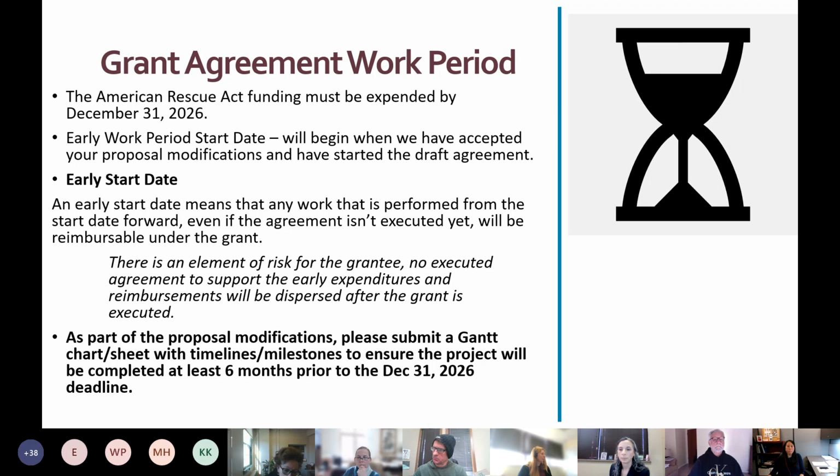And then lastly, as part of your proposal modifications, we would like you to submit a Gantt chart or some sort of spreadsheet with timelines and milestones to ensure that the project will be completed at least 6 months prior to the December 31st deadline.